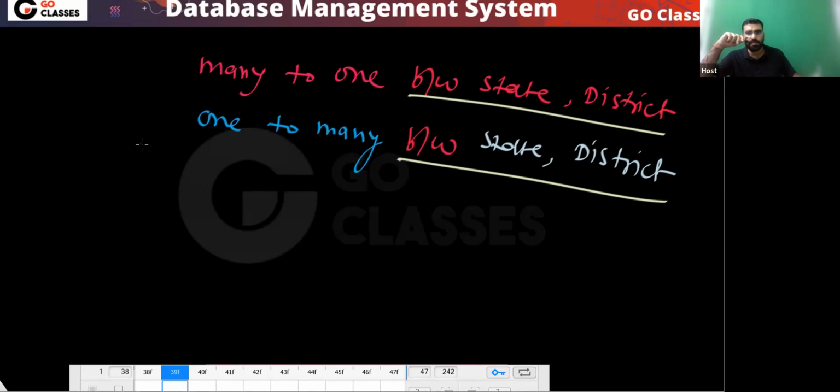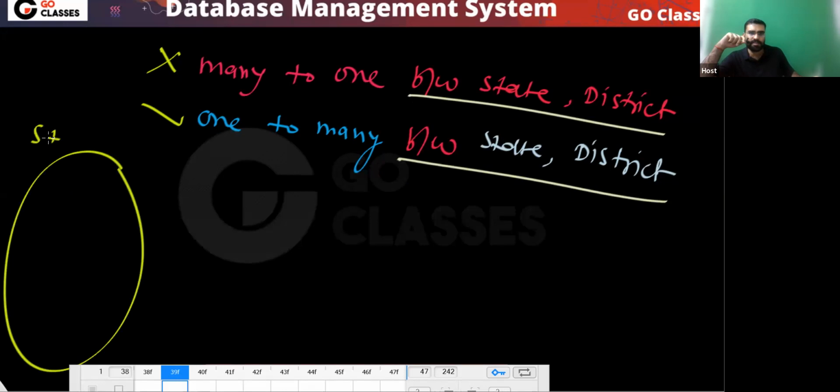So definitely between state and district, one to many exists, right? Many to one does not exist, correct? This is common sense. You can just read the statement. Which relationship exists between state and district? One to many exists, correct? Because one state can have many districts.